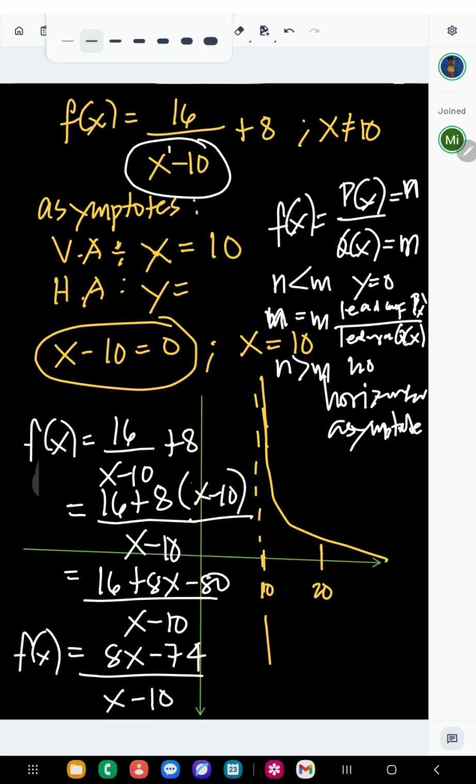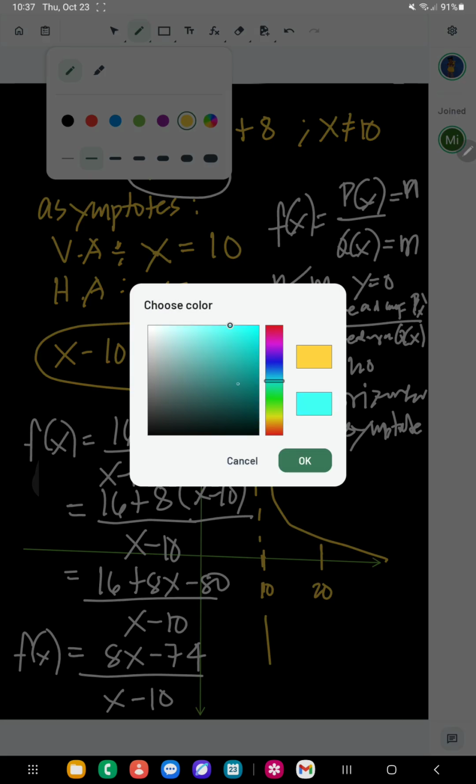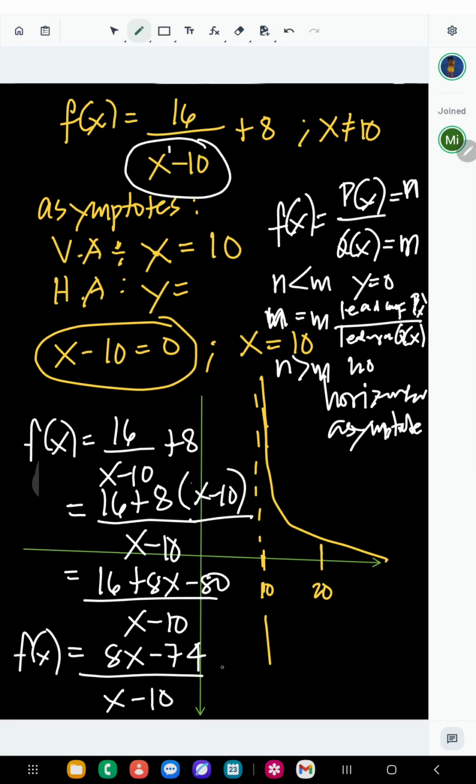Alright, now we can identify the degree of the numerator and denominator. So the degree of the numerator is 1, right? And the degree of the denominator is 1. Therefore, n is equal to m. So the horizontal asymptote, y, is equal to the leading coefficient of the numerator, which is 8, divided by the leading coefficient of the denominator, which is 1. So the horizontal asymptote is 8.